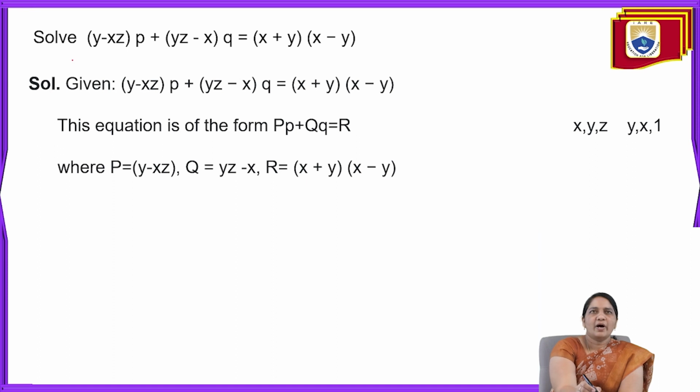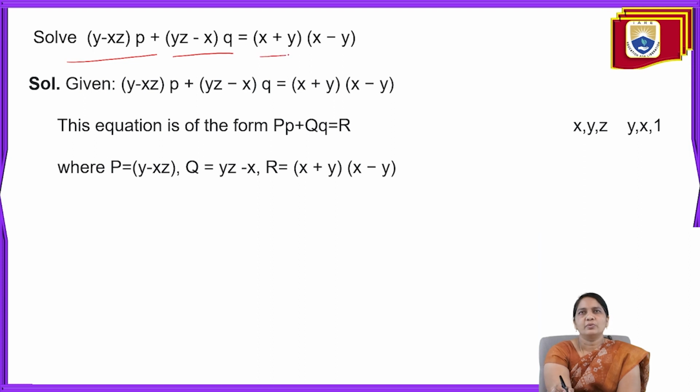Solve (y minus xz) p plus (yz minus x) q equal to (x plus y)(x minus y). So now the given equation is (y minus xz) p plus (yz minus x) q equal to (x plus y)(x minus y). Here I am going to compare the given equation with the Lagrange's form, that is, P p plus Q q equal to R.